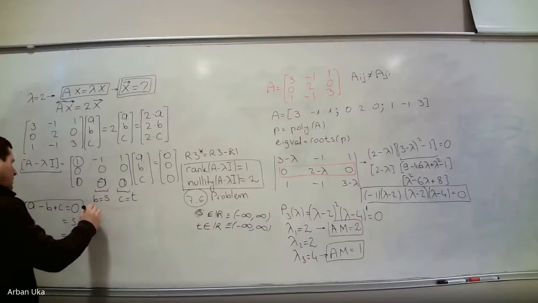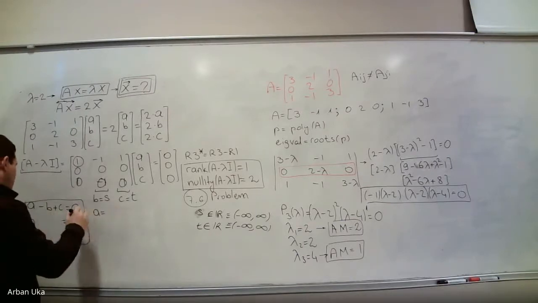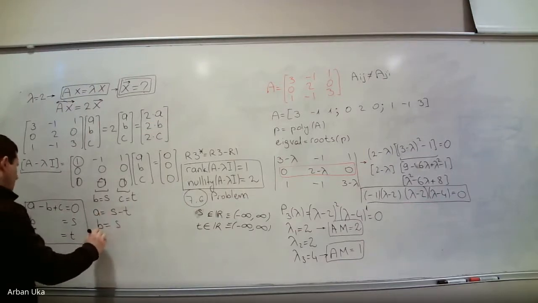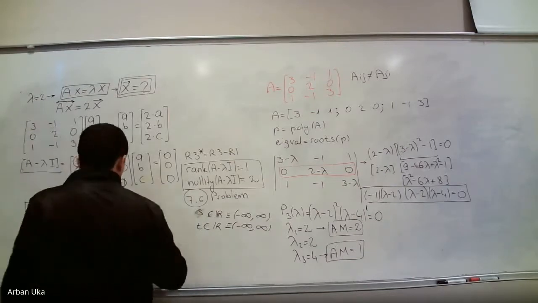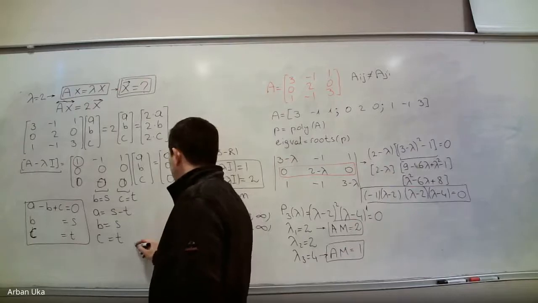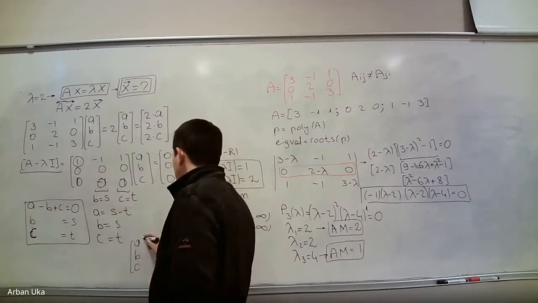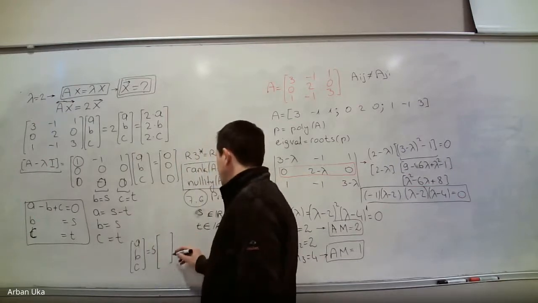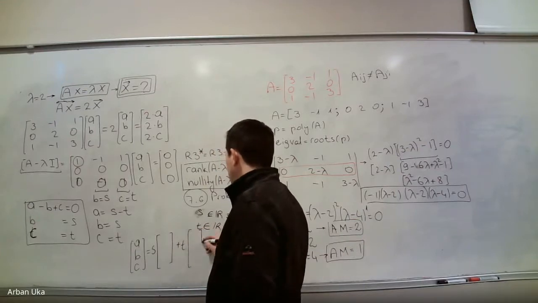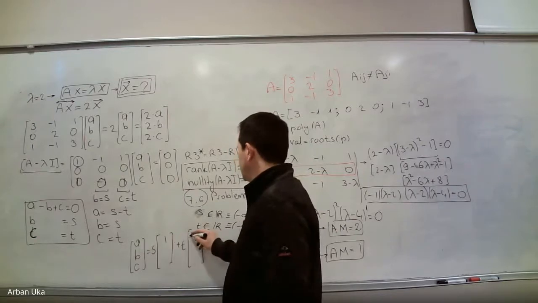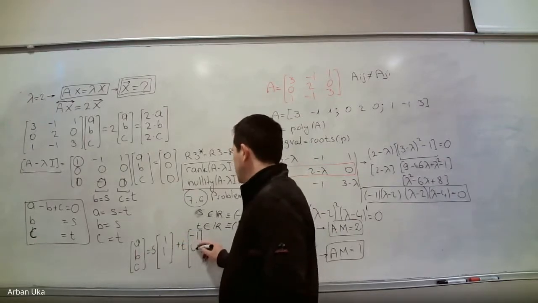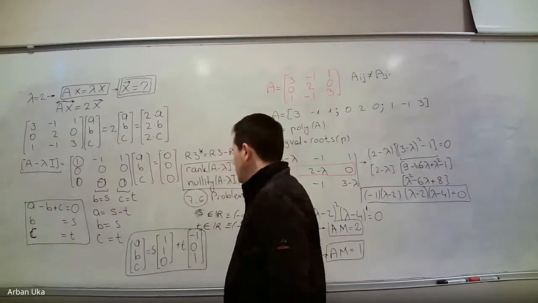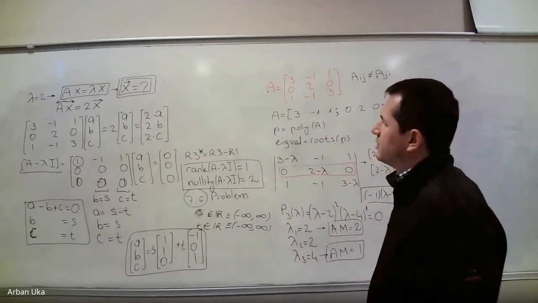We say that A is equal to S minus T, B is equal to S, C is equal to T. So then the vector A, B, C is equal to S times some numbers plus T times some other numbers: A is 1, B is 1, C is 0, for S, and A is minus 1, B is 0, C is 1 for T. So this is the null space of A minus 2I.